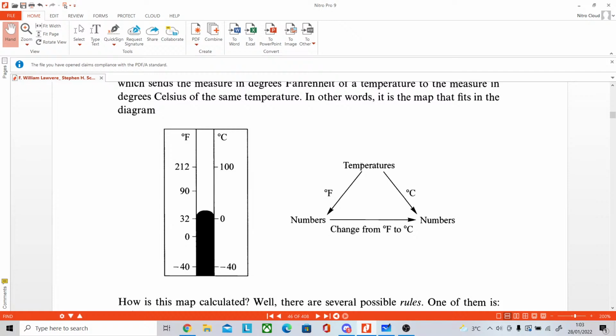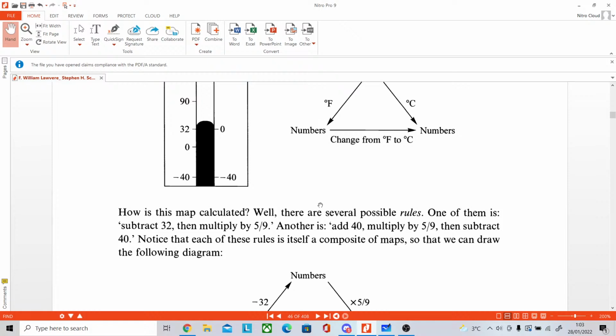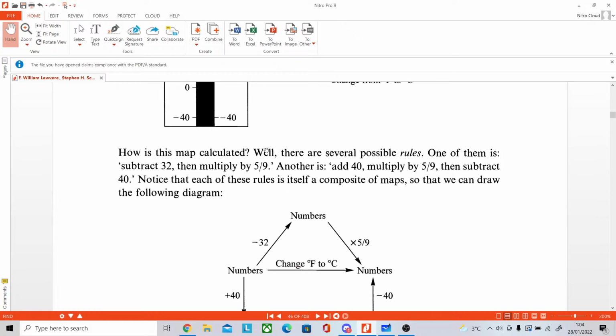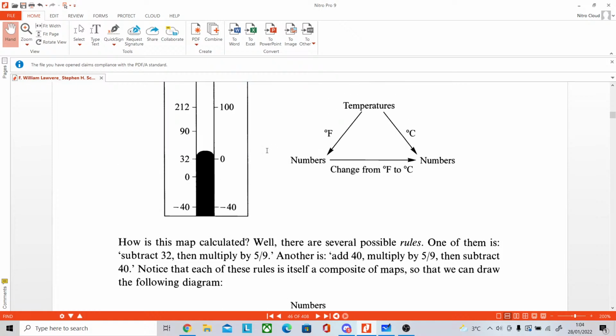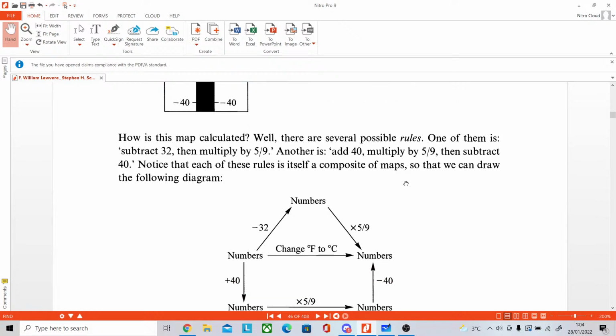You have a temperature. You can either represent it in terms of degrees Fahrenheit or degrees Celsius, and obviously that representation will be in the form of a number. And obviously you can also convert between these two numbers. How is this map calculated? Well, there are several possible rules. One of them is subtract 32, then multiply by 5/9. Another is add 14, multiply by 5/9, then subtract 40.